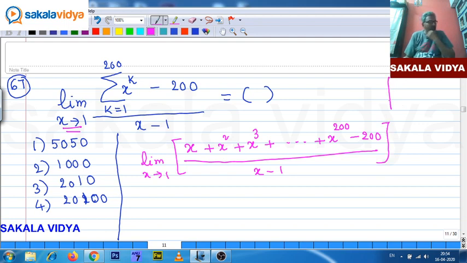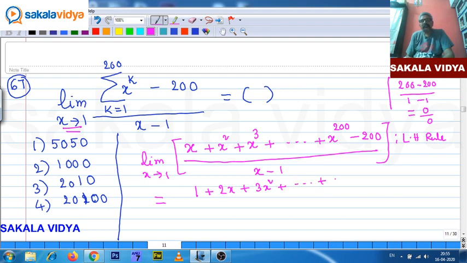So, now if you substitute the limit, what happens? Let us see now. Here 1 plus 1 plus 1, 200 times, that will be 200 minus 200 upon 1 minus 1, 0 by 0 form. You can apply L'Hospital's rule. If you apply L'Hospital's rule, x differentiation is 1, x square differentiation is 2x, x cube differentiation is 3x square, plus so on, x to the power of 200 derivative is 200 into x to the power of 199. Minus 200 differentiation is 0, and x minus 1 differentiation is 1. Now, limit extends to 1.